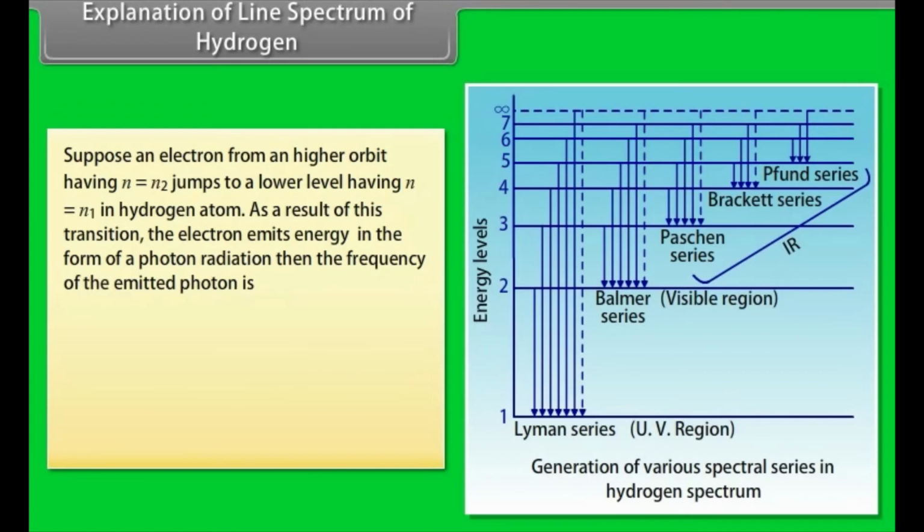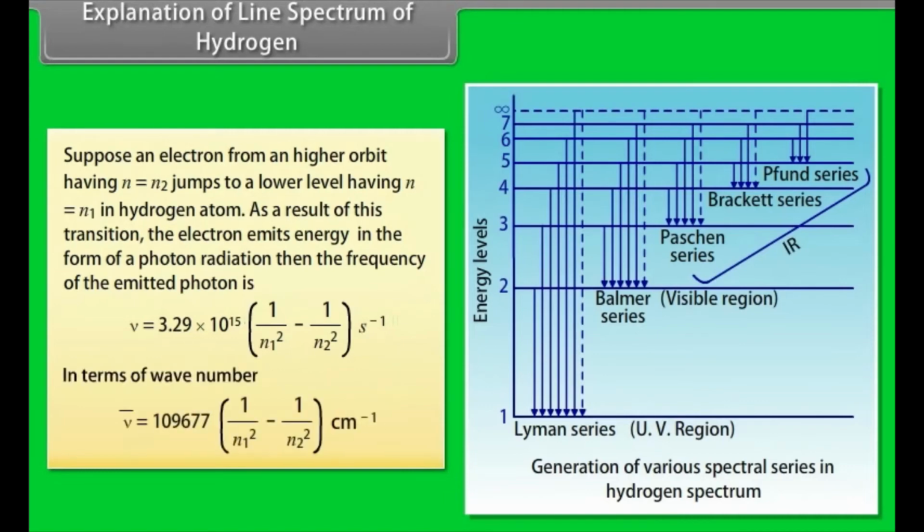As a result of this transition, the electron emits energy in the form of a photon radiation. Then the frequency of the emitted photon is equal to 3.29 into 10 raised to the power 15 into 1 by n1 square minus 1 by n2 square per second. In terms of wave number, it is 109677 into 1 by n1 square minus 1 by n2 square per centimeter.